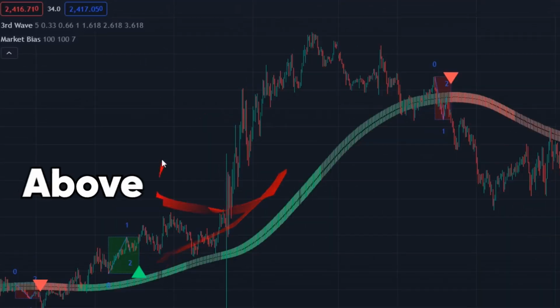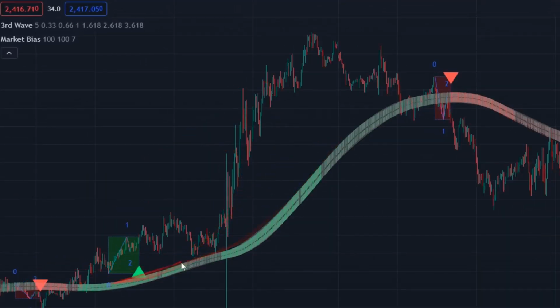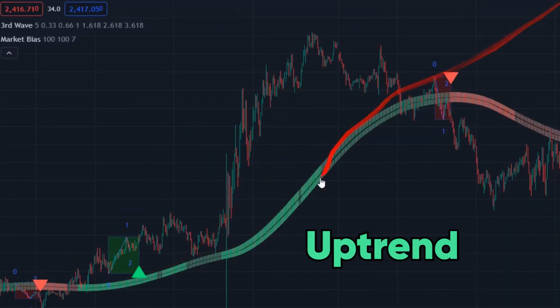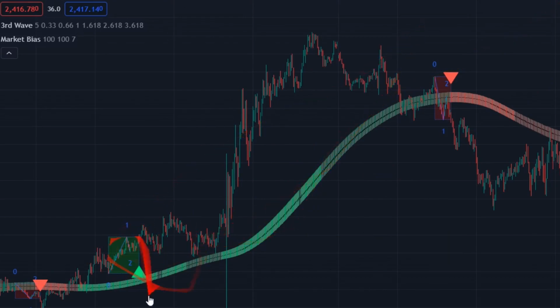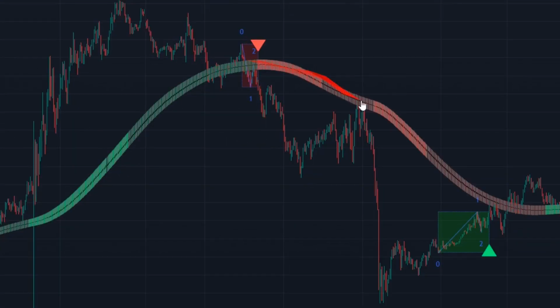When the candles are above the line of this indicator, we understand that we are in an uptrend, and at this point, we can look for buy signals. When the price candles are below the line of this indicator and the color of this indicator is red, we understand that we are in a downtrend, and at this point, we can look for sell signals.